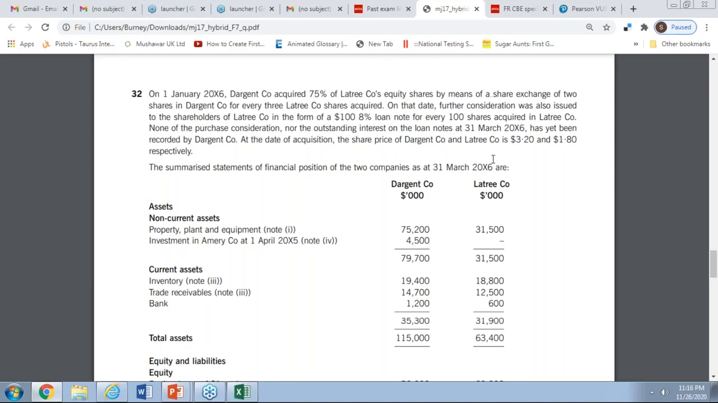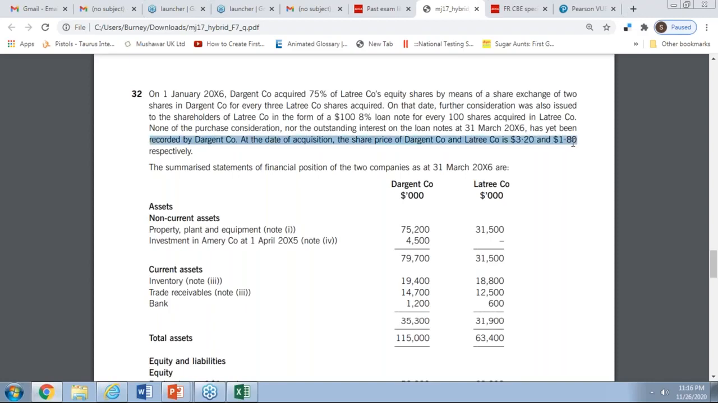Shares acquired. On that date, as further consideration, we also issued to the shareholders of Litri a $100 8% loan note for every 100 shares acquired in Litri. None of the purchase consideration, nor the outstanding interest on the loan at 31st March 2016, has been recorded at the date of acquisition. The share price of the Darjan company and the Litri company is 3.2.